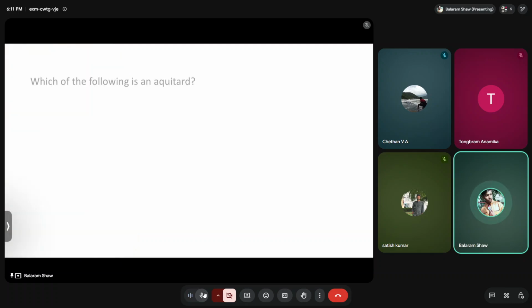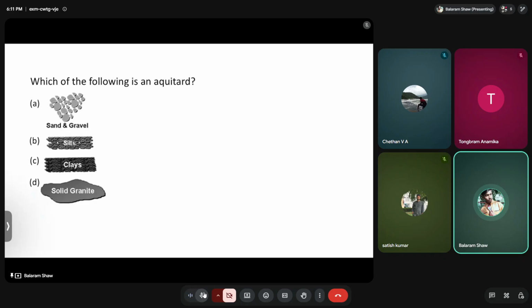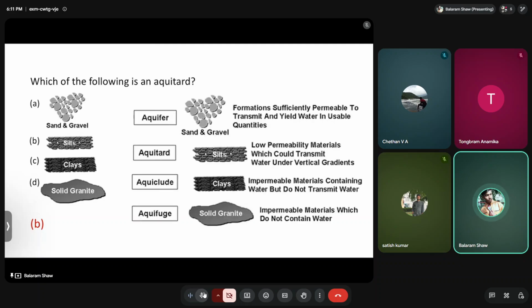So let's start with a question. We ended with the types of aquifers and the types of saturated layers, and we saw there are different types of aquifers, right? This question we did last time, but to continue, we have started from this question. The question is, which of the following is an aquitard?